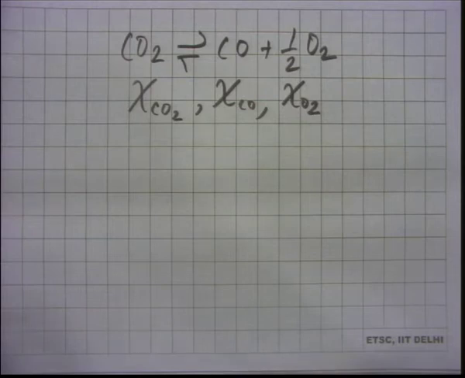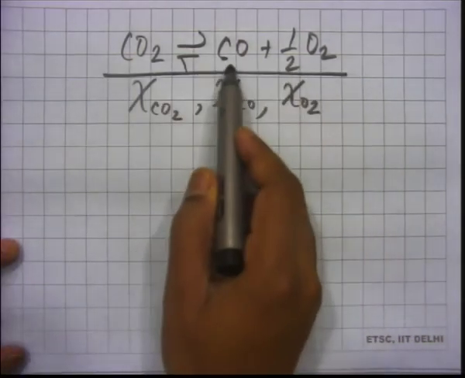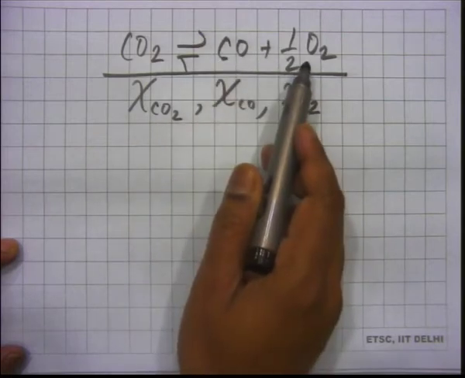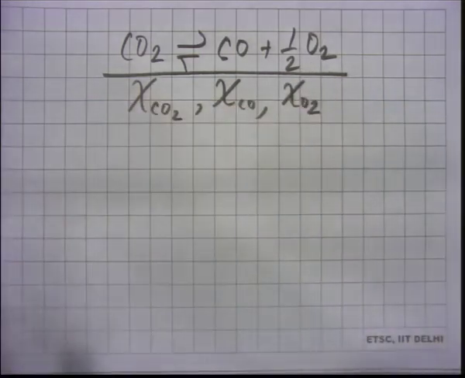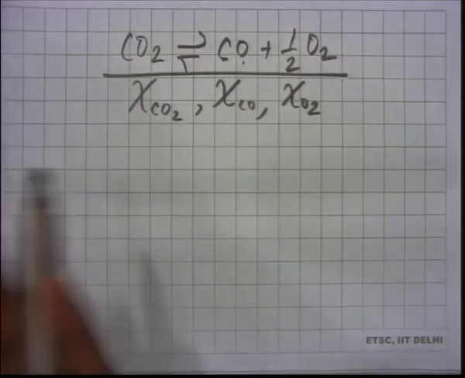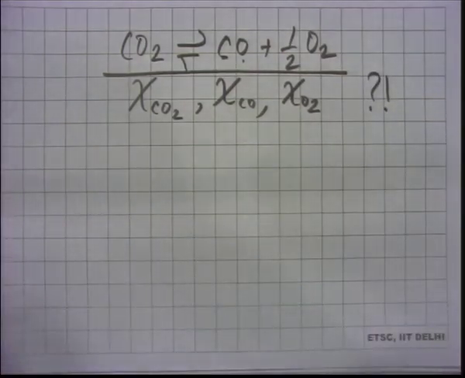But just because I am writing this does not mean that I am implying that all the CO2 will break into CO and half O2, not that. I am saying that if I just take CO2, some of it might break and give you CO and half O2. So, at equilibrium you will get CO2, CO and O2 all three, but we do not know these mole fractions, and these mole fractions will depend on what temperatures and pressures you subject that CO2 to.